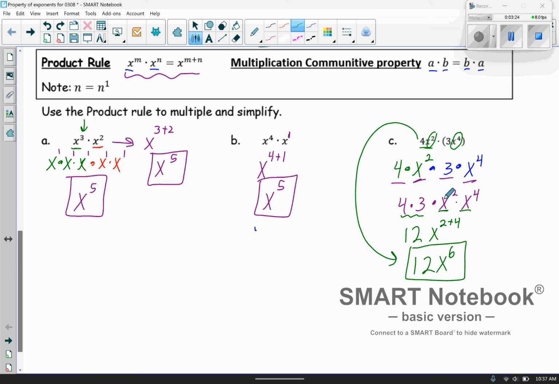But here I just wanted to make sure I showed every little step. All right, we're going to look at the power rule next.